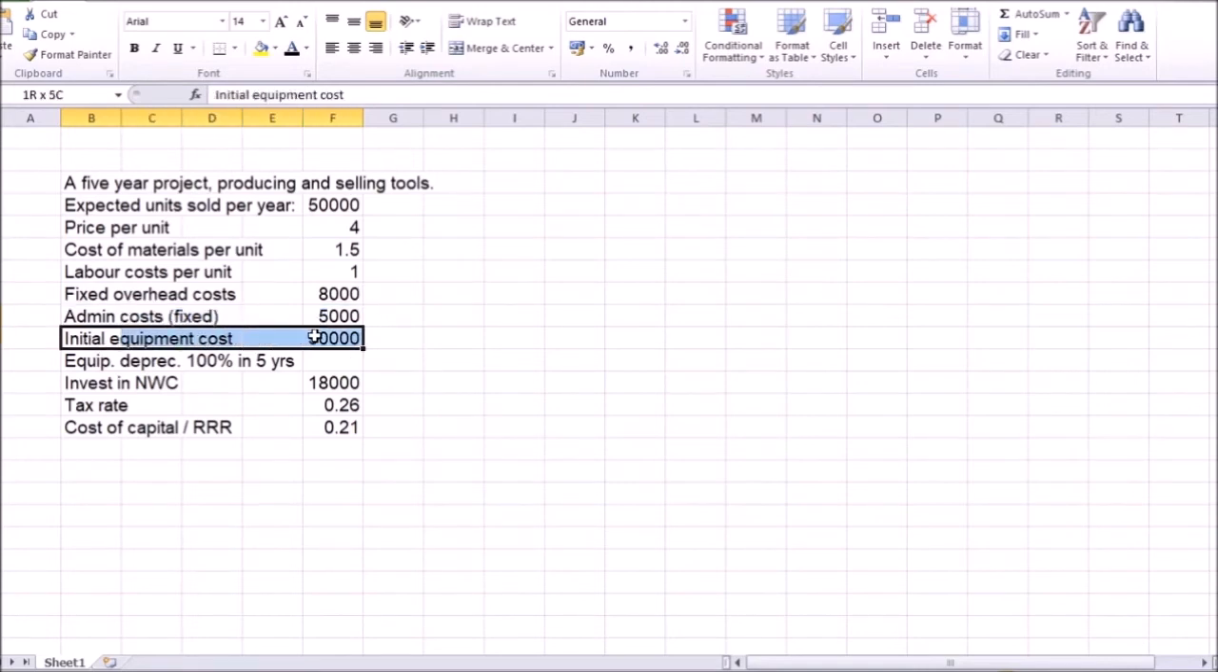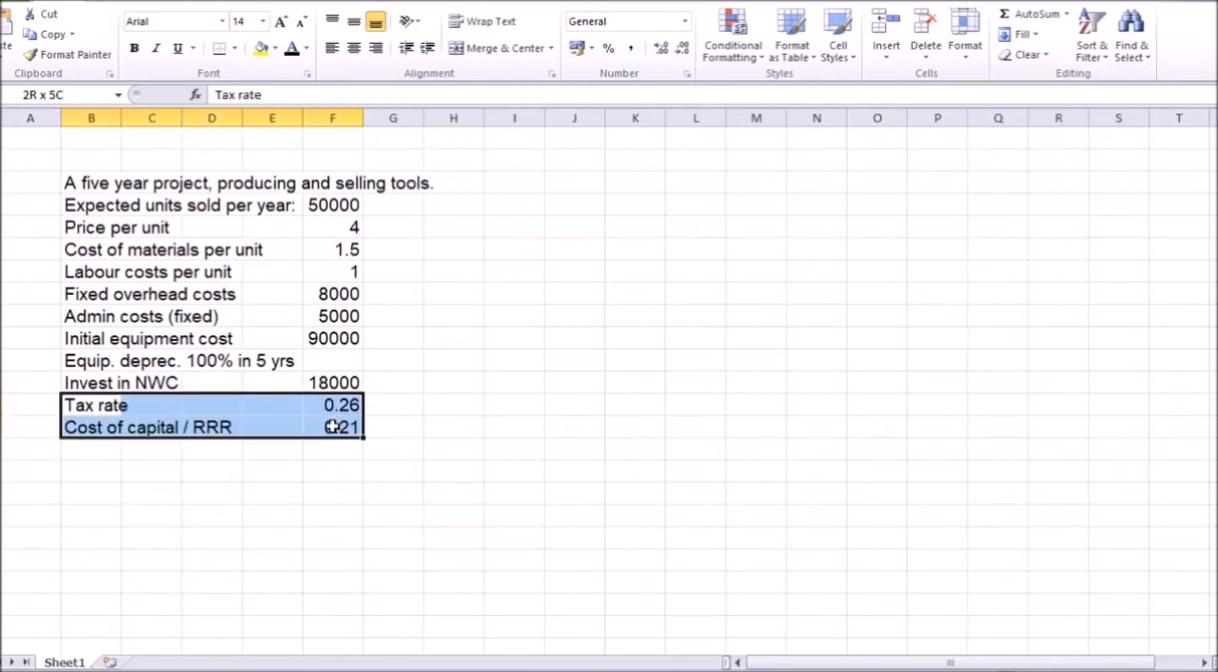And let's say the equipment will cost you $90,000 at the beginning. And you are going to depreciate the equipment all the way down to zero. So 100% depreciation in all of these 5 years. The operating capital, the net working capital for day-to-day activities is going to be $18,000. That's going to have to be inserted into the company at the beginning of the life of the project. But because the net working capital is not subject to depreciation, you're going to get it back at the end of the project's life. The tax rate is 26% and the required rate of return is 21%.